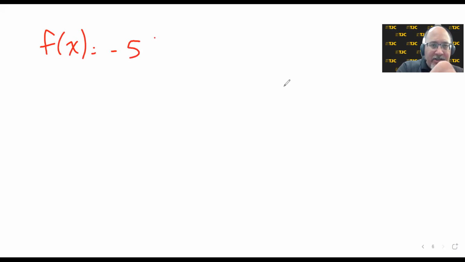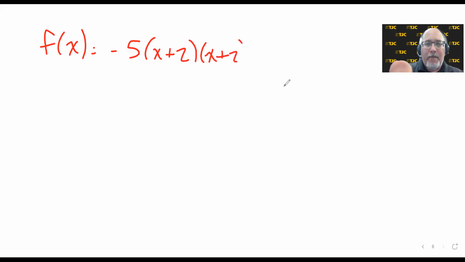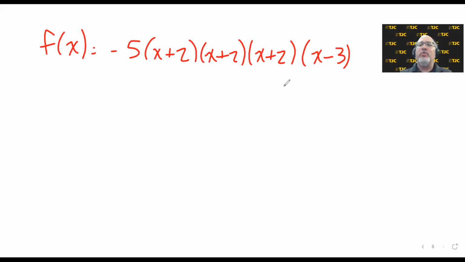F of x equals -5 times (x plus 2) cubed, so we'll write it out 3 times. And then we also had (x minus 3). So we've got 5 things we need to multiply out: the -5, all the (x plus 2)'s, and the (x minus 3). But the problem with multiplying is that we can only do 2 factors at once. So we need to pick a pair of factors, multiply them, and then see what we can multiply next.